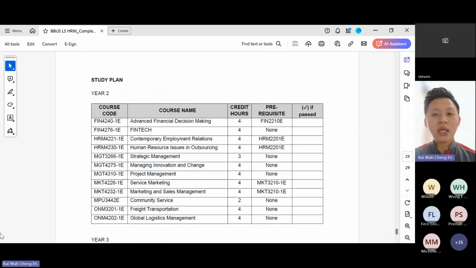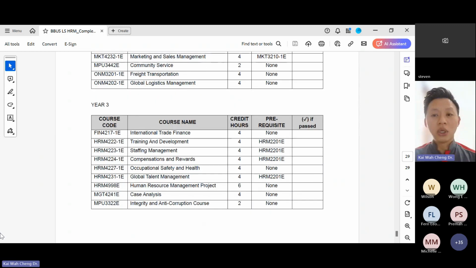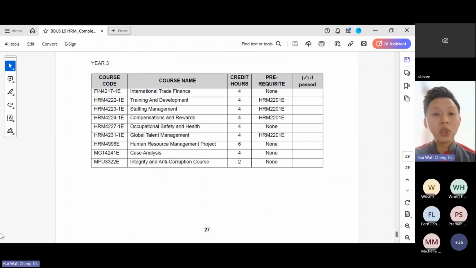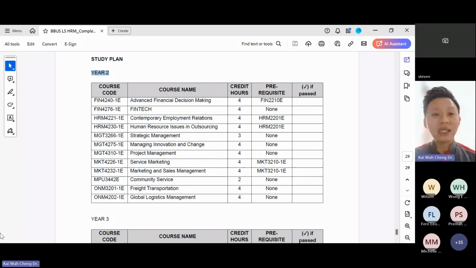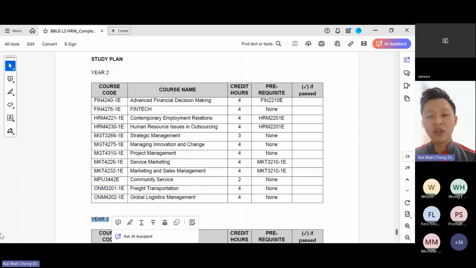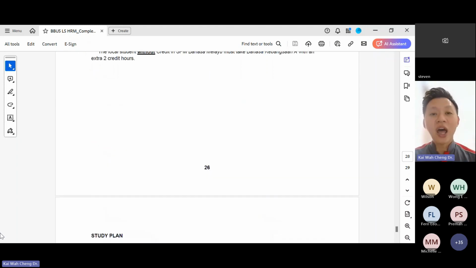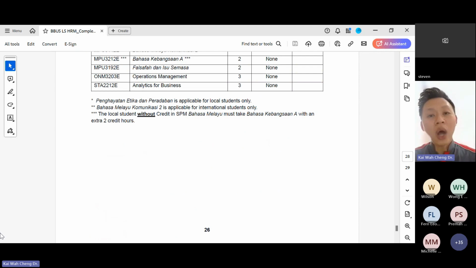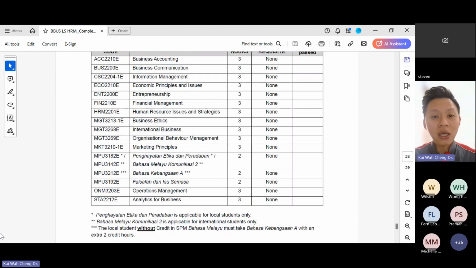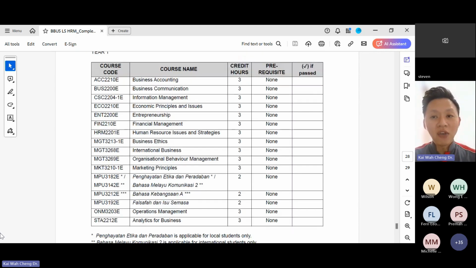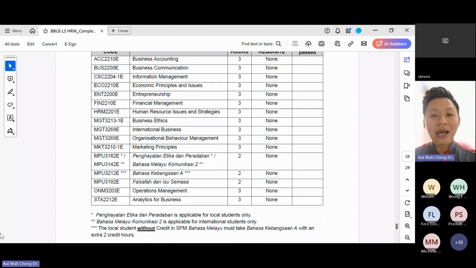This is year 1, year 2, year 3, but I would like to tell you, even though this document has already categorized everything according to the year, it's subject to change. I will tell you why afterwards. But now I would like to guide you how to read this document. For example, if you look at this table, there are certain courses that come with a star, 1 star, 2 stars, or 3 stars.